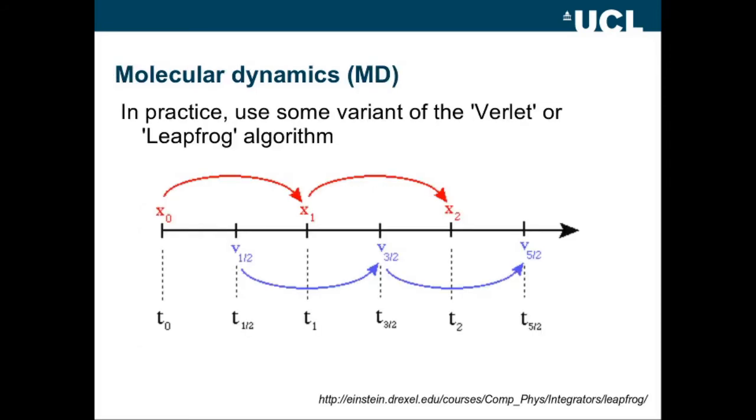In practice, what we tend to do is use some variant of what's known as the Verlet or leapfrog algorithm, and this simply separates the calculation of the velocities from the updating of the positions. So as you can see in the graph, we're doing a leapfrog of one compared with the other, and this just improves the smoothness of what we're doing, which is effectively just integrating Newton's laws of motion.